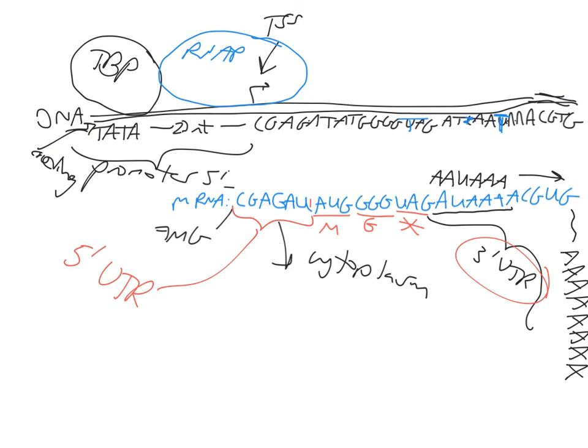So there's going to be a part that's untranslated because the ribosome reads past it before it gets to the start codon. And then there's going to be a part that doesn't get translated because it's beyond the stop codon.